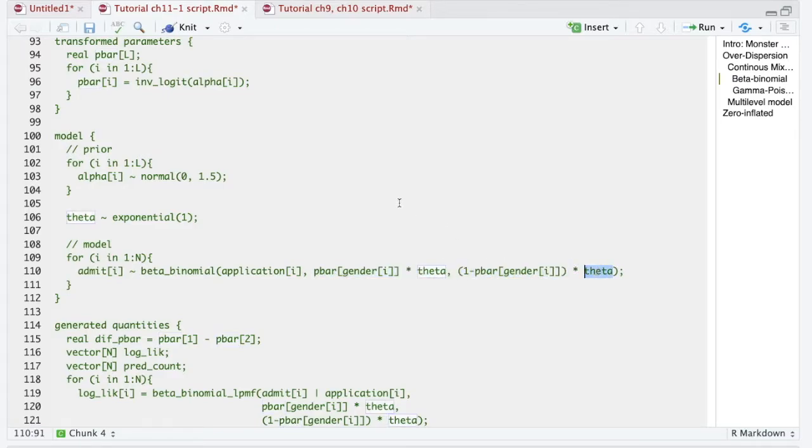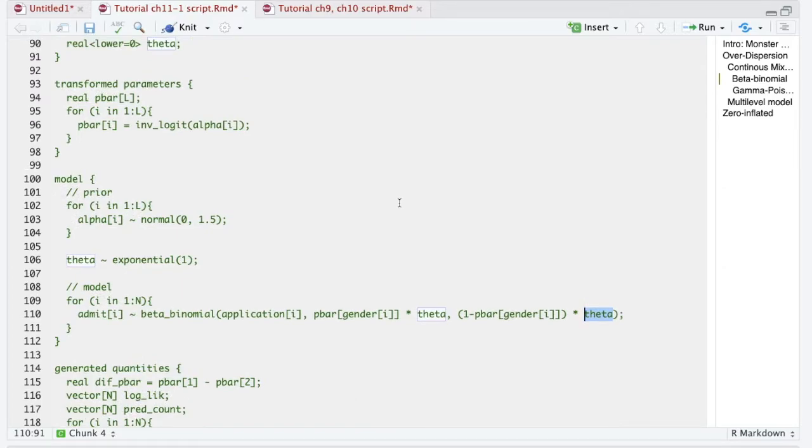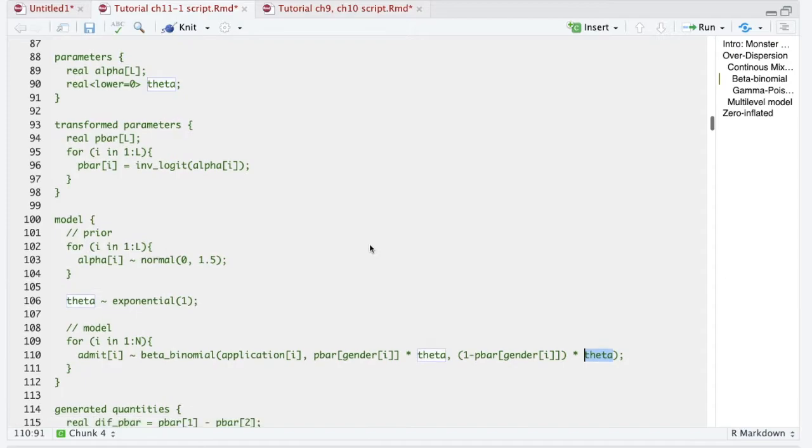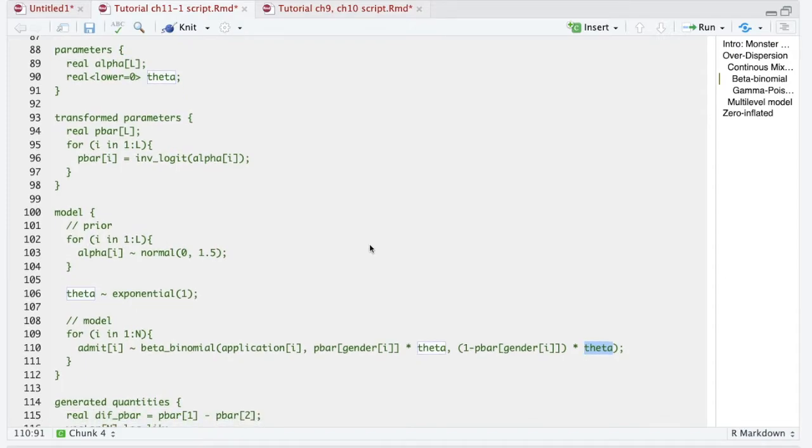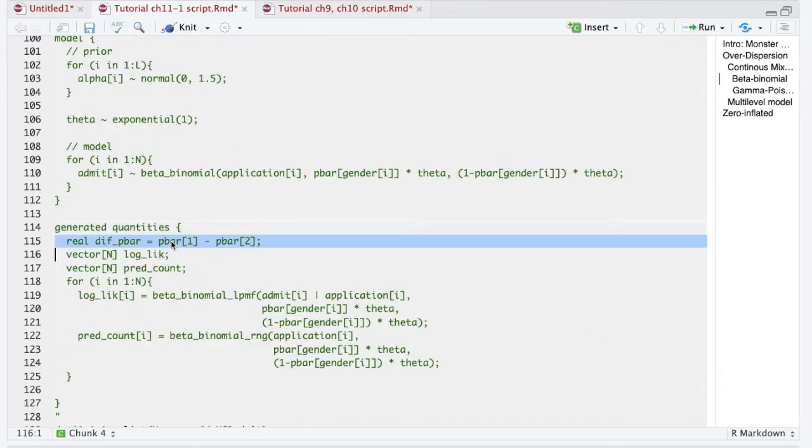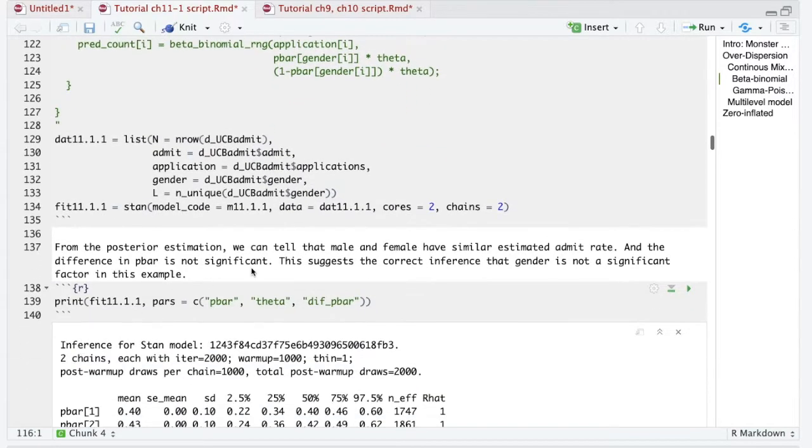It's very common for some advanced distribution functions that we have more than one kind of parameters to describe the same likelihood function. You just need to get used to it and find the documentations to make sure what kind of parameters are used in this language. In the generated quantities block, nothing new except that I add a new parameter called differences in p bar to record the difference in male admit rate and female admit rate, so we can directly compare the results from Stan output. And let's see the result here.